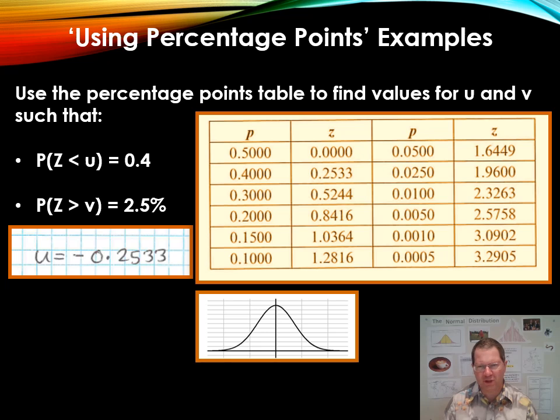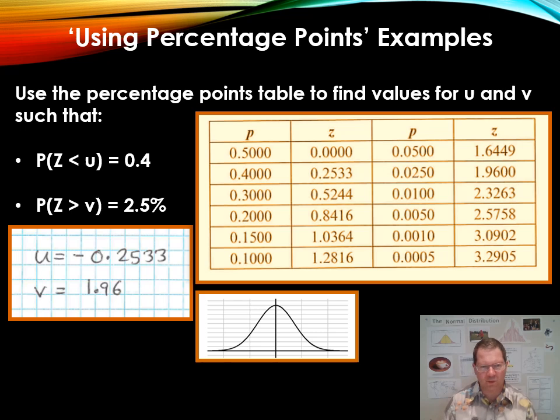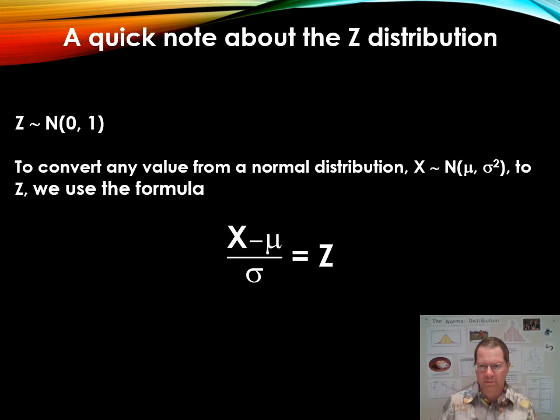2.5% is the same as 0.025. So the value of Z that corresponds to that is 1.9600. This time, however, we are on the right-hand side of the mean, the right-hand side of the graph, so the value will stay as a positive number. So the answer is 1.96. So in summary, because U has to be left of the mean, that means that Z has to be negative, and because V has to be right of the mean, that means that Z will be a positive value.